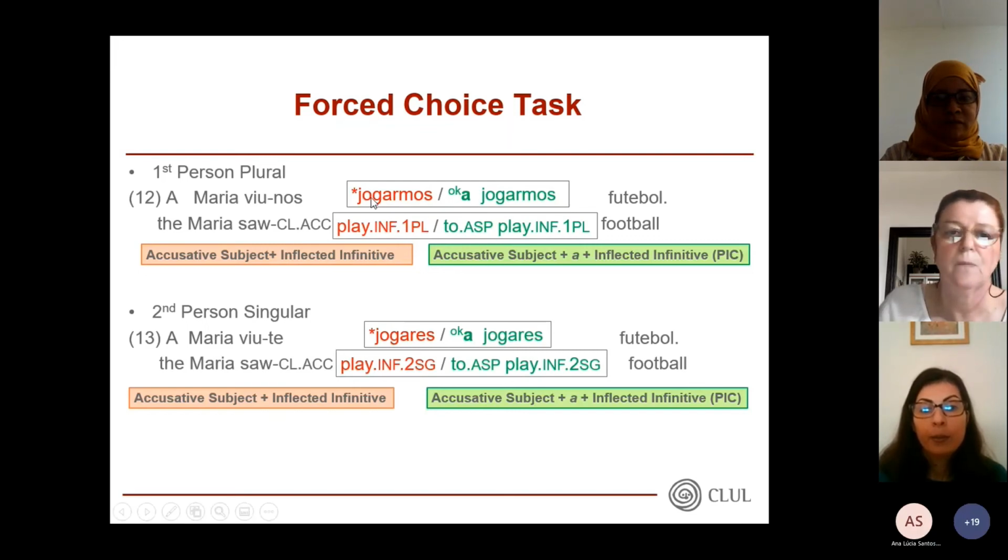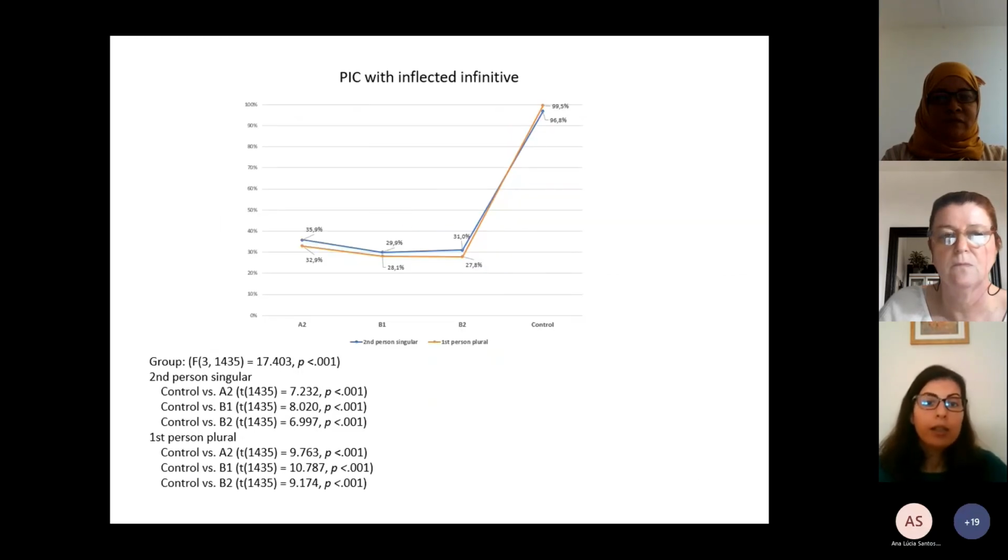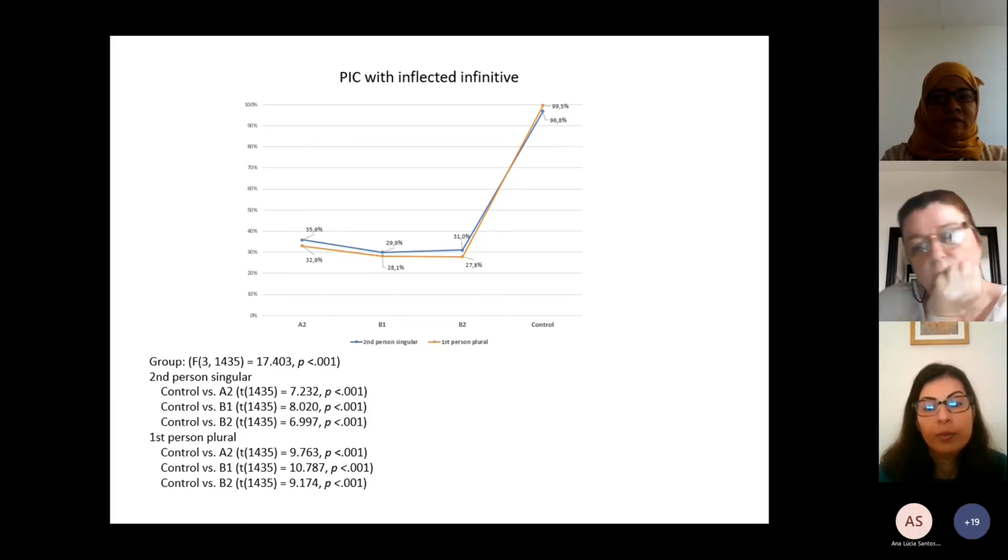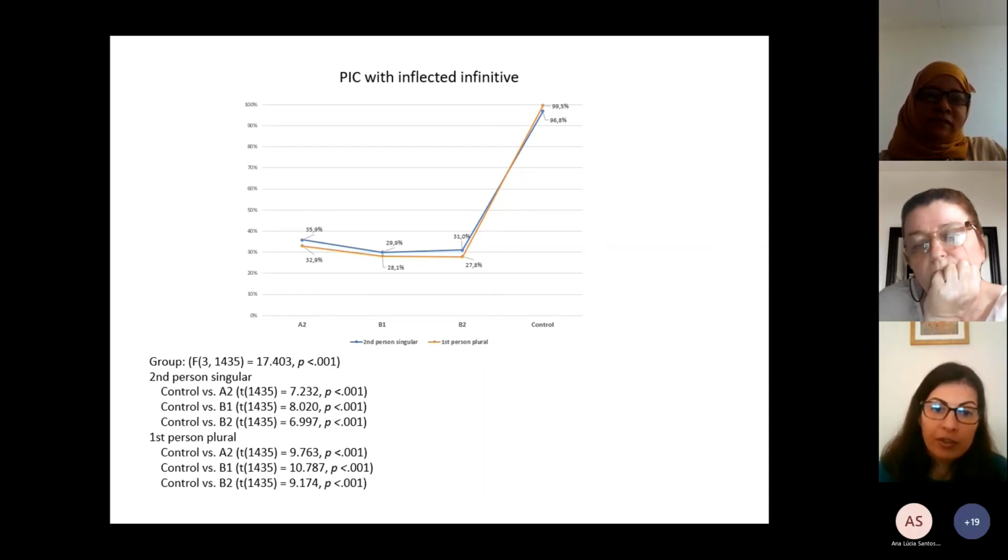Furthermore, the impossible option has some similarities with ECM, since we have an accusative subject and an infinitival verb form, in this case inflected, however. The results of the selection of the correct option, the PIC with inflected infinitive, show a clear contrast between the selection rates of the control group and each of the Spanish speakers groups.